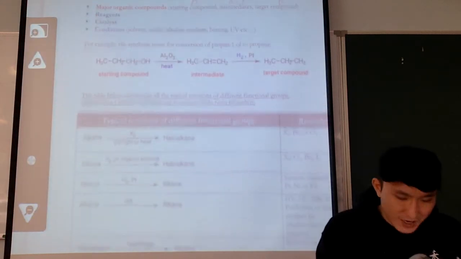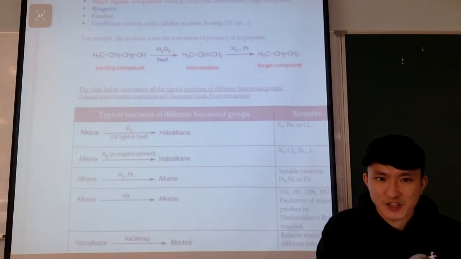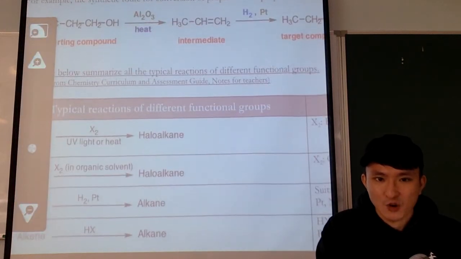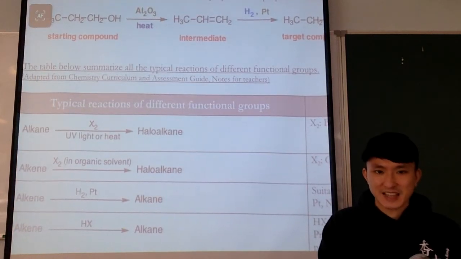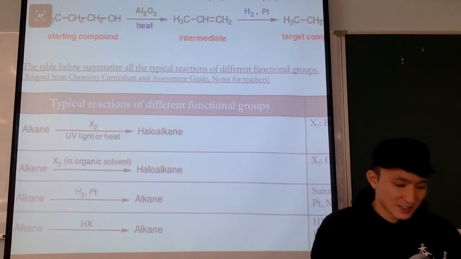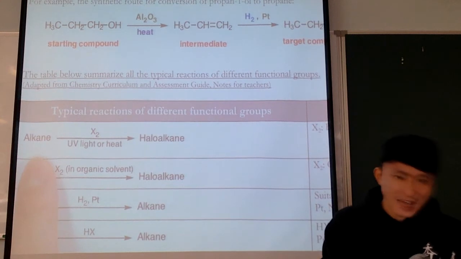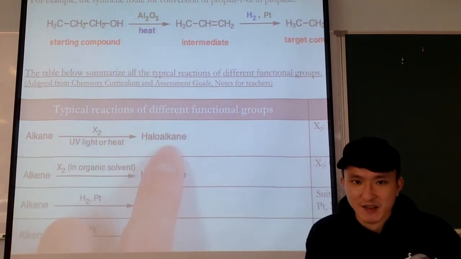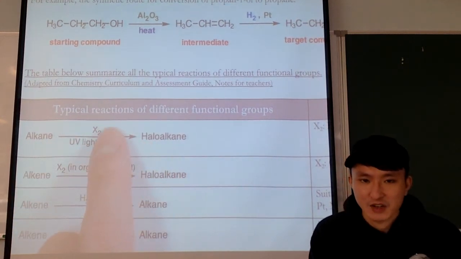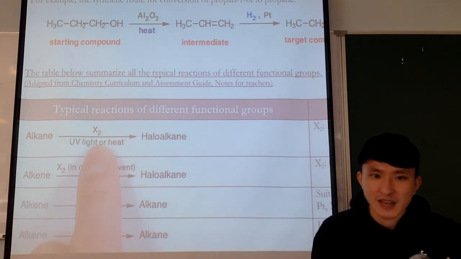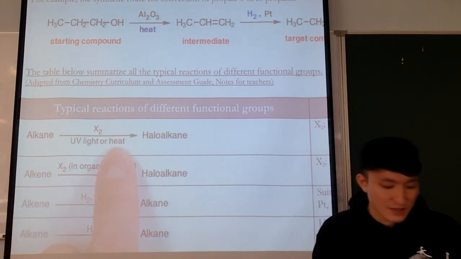All right, so have a quick look and also take it as a revision because that kind of summarizes all the reactions, conditions, catalysts, and also the conditions, of course. Now the first one, alkane. Now you see alkane can be converted into haloalkane by reacting with a halogen in the exposure of UV light or heat, okay? UV light or heat.